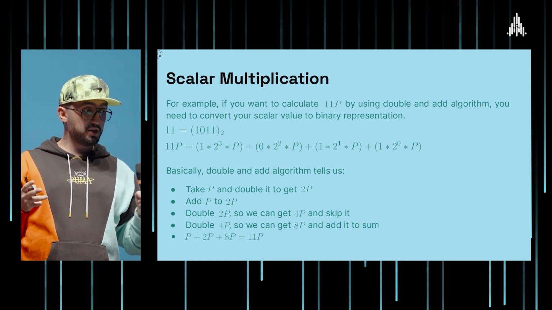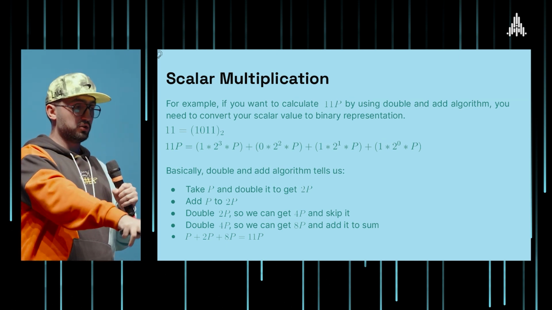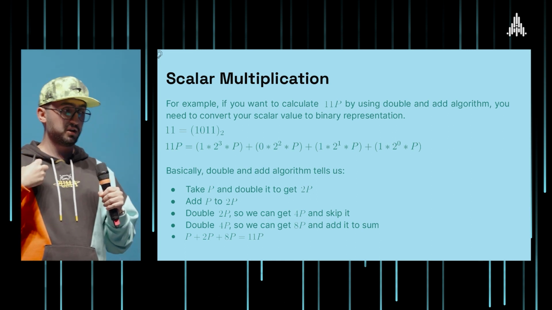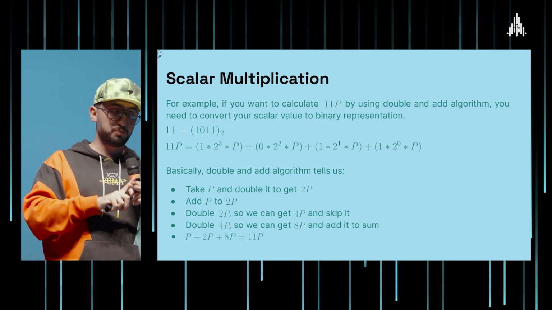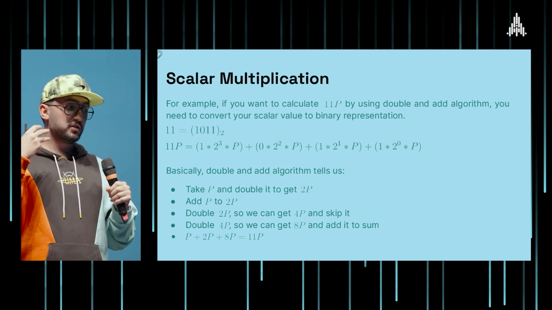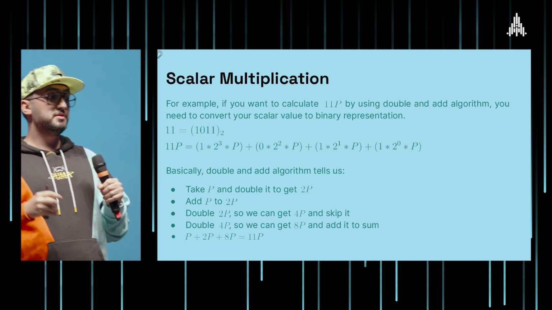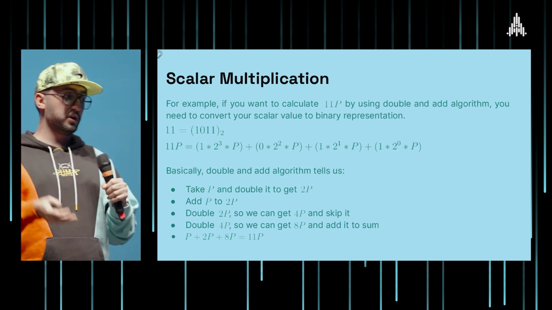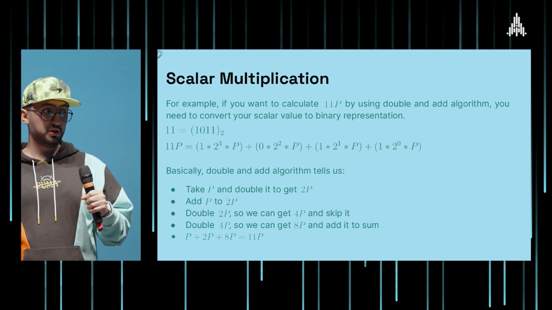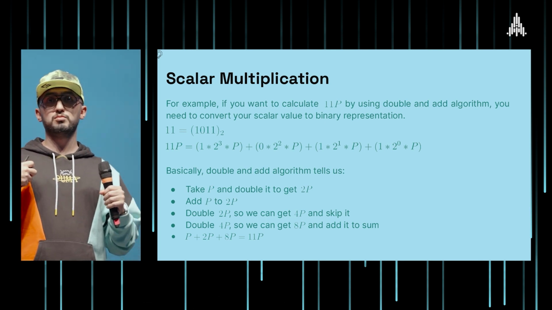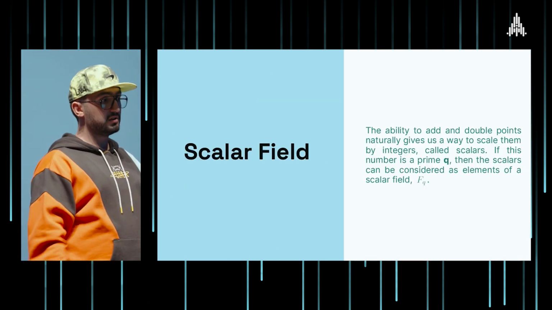And then we are doubling 2P so we can get 4P. But in the first operation, we are getting P and we are keeping it. In the second one, we are doubling it, getting 2P, and adding it to our first P, we get 3P. Then we are doubling 2P to get 4P, but we have 0, which means you don't want to add it. Then we are skipping it and just doubling our 4P and getting 8P, and we are adding it to our sum, which 8 plus 3 means we get 11. So this is how we do the multiplication operation in our elliptic curves. And this gives us the scalar field.